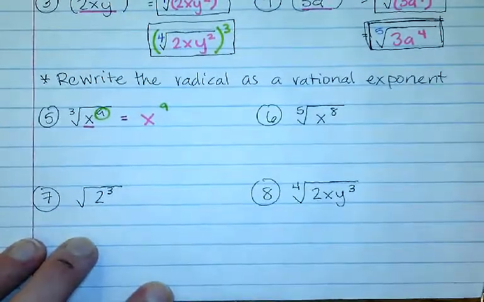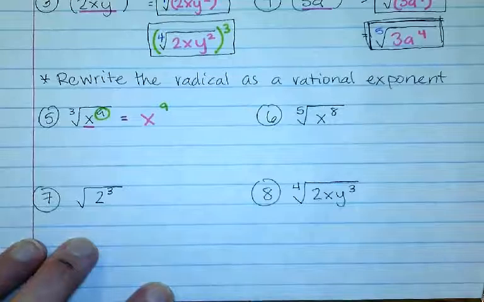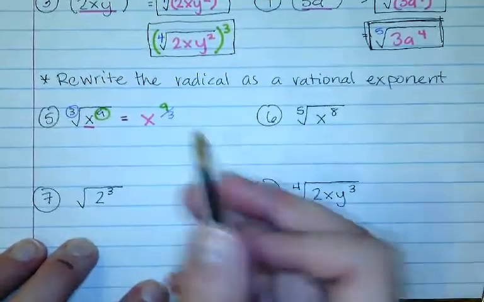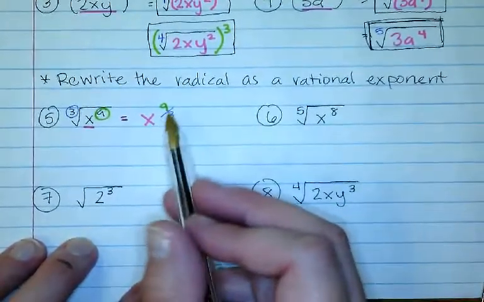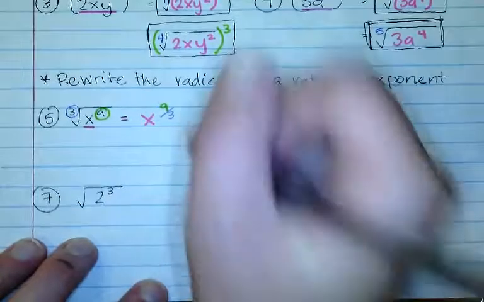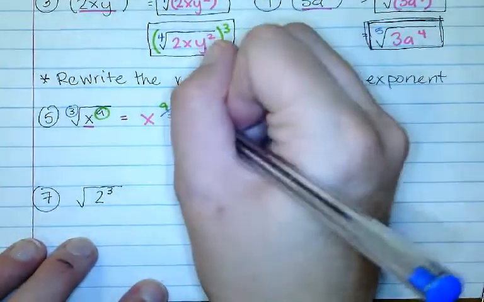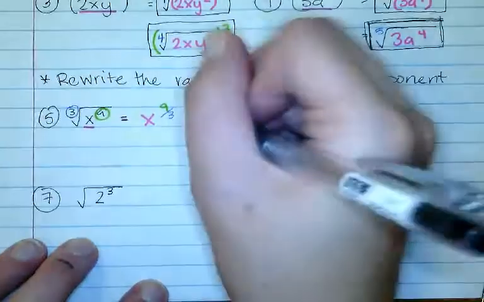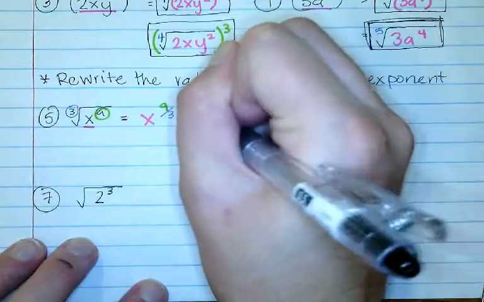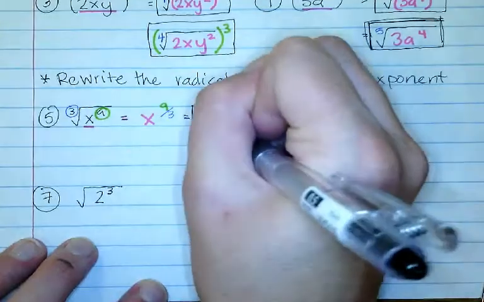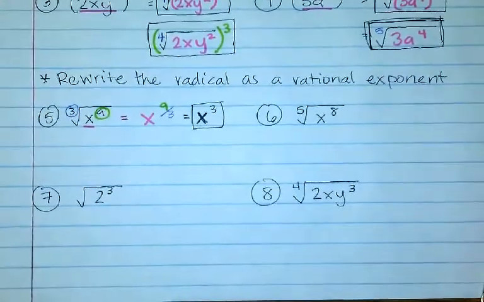Now, guys, could we simplify this potentially? What's 9 divided by 3? Anybody? 3. So you could actually rewrite this guy as x to the 3rd. Do you see that? Because 9 divided by 3, let's simplify it. It's 3. All right? Now, let's do number 6 here.